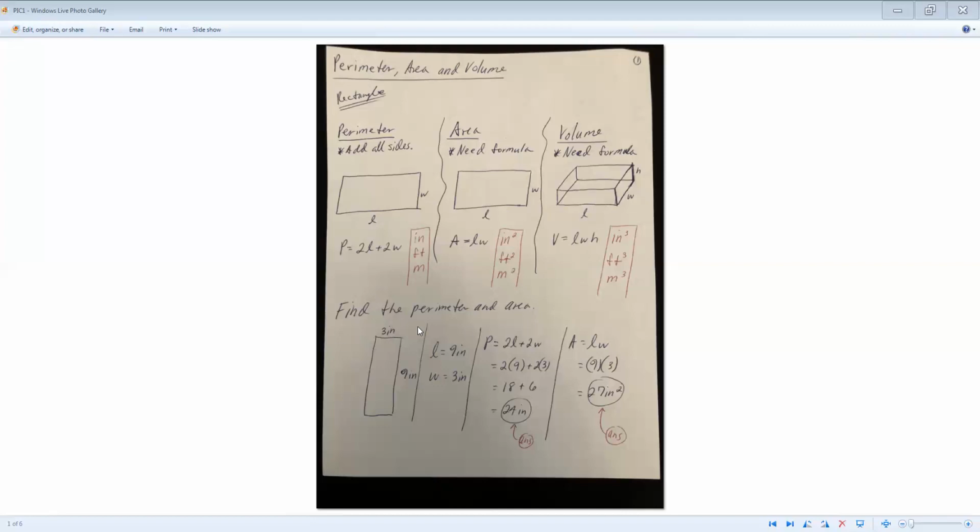All right, so let's look at a few examples. If I want to find the perimeter and the area of this rectangle, I have 9 inches for my length, 3 inches for my width. So plug in 9 and 3: 2 times 9 plus 2 times 3, 2L plus 2W. 2 times 9 is 18, 2 times 3 is 6, and that'll be 24. Calculate the area, that's 9 times 3, and that'll be 27.